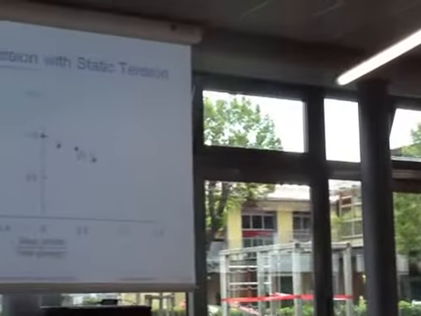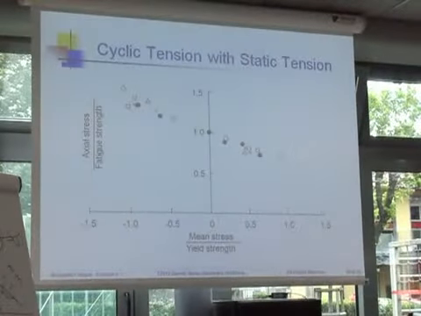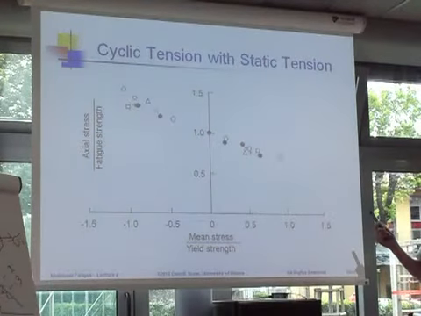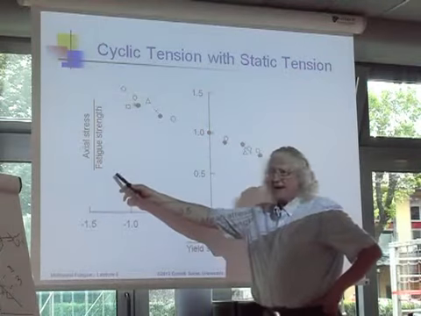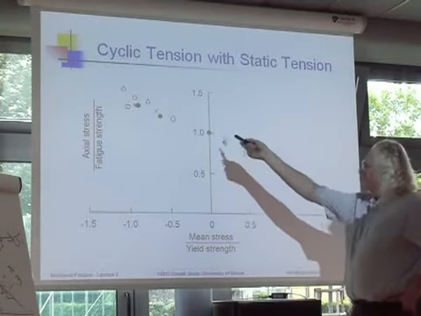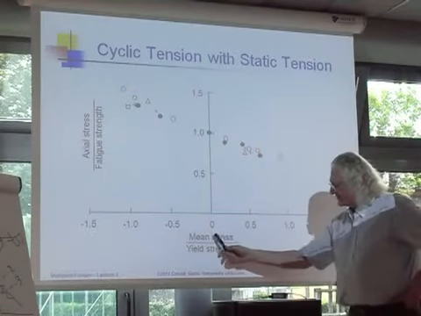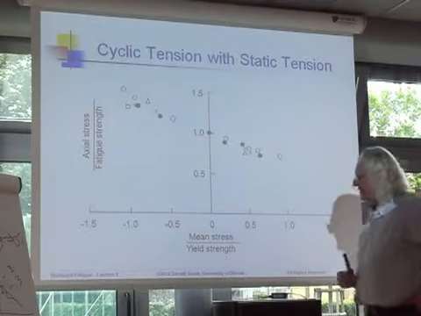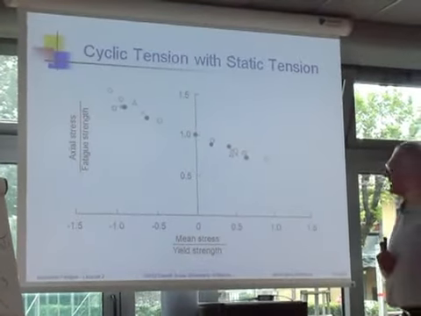So when I look at the results, this is a plot, and this is the data that Science assembled. This is the axial stress divided by the fatigue strength, so we can plot many different materials, and that's what the different symbols are. And on this axis, we plot the mean stress divided by the yield strength. This is essentially a Goodman diagram.